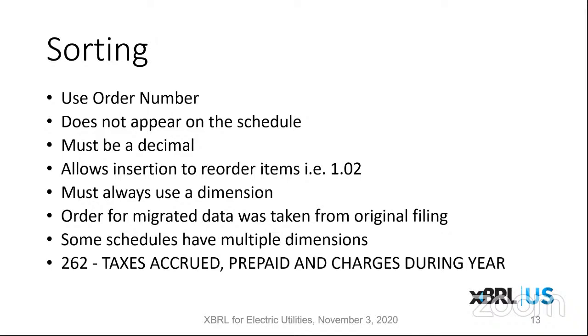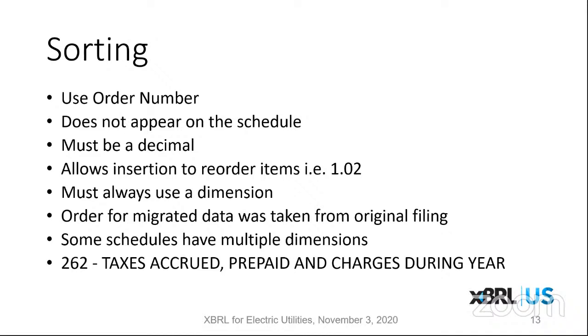So this idea of an order number: you can put an order number on every row so that you can control the order. The order number itself doesn't appear on the schedule, but it's in the XBRL instance, and it's a decimal. The reason it's a decimal is so that you can keep the order number the same from period to period, but you may want to insert new order items between items. So you could do 1.02 or 1.03 or 1.21 if you want to insert something later on, just to make it a little bit easier. The order number would also have the same dimension and dimension member as all the other facts for the row, just so they all line up.